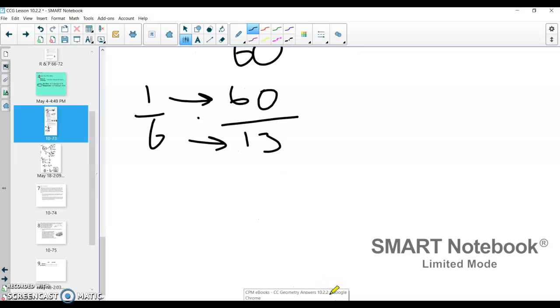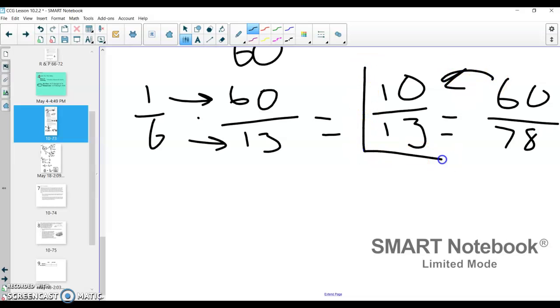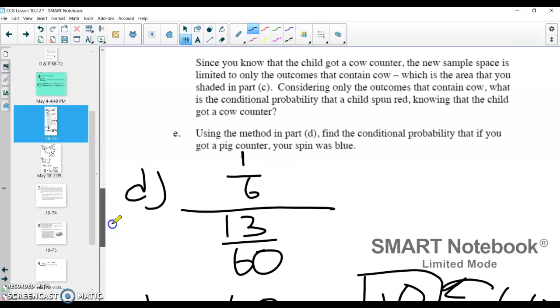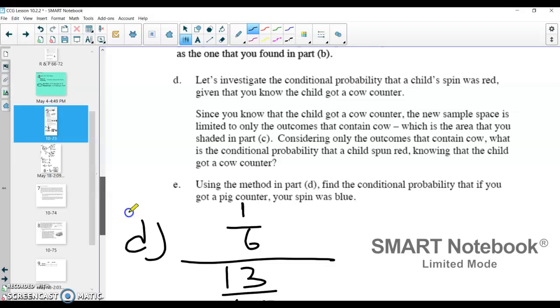This actually reduces down, and this becomes 10/13. 1 times 60 is 60, and 6 times 13, one second, let me grab my calculator here again. 6 times 13 multiplies to be 78, and then you could divide the numerator and denominator by 6, and you would come back to that 10/13 as your answer. And that would be your conditional probability, given that you know it's a cow, of the probability that it was a red cow.